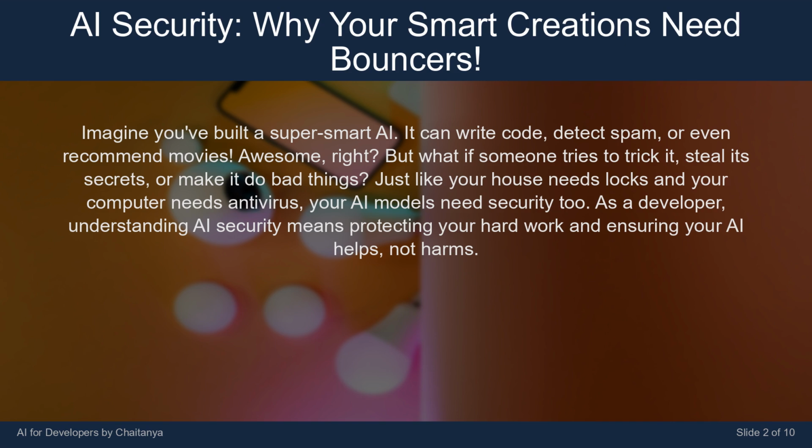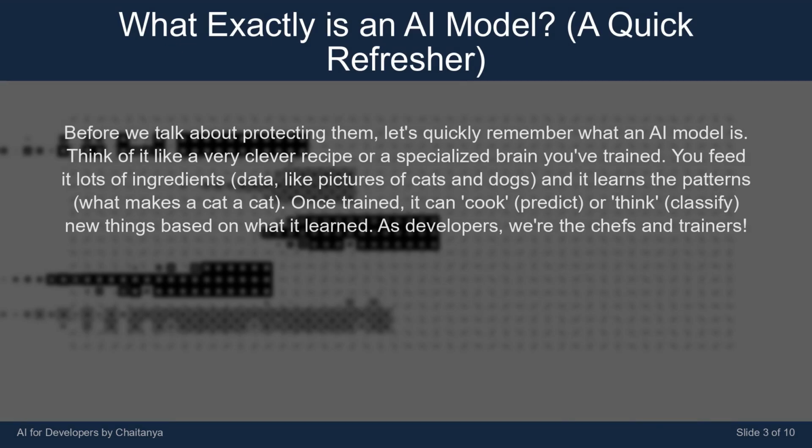Just like your house needs locks and your computer needs antivirus, your AI models need security too. As a developer, understanding AI security means protecting your hard work and ensuring your AI helps, not harms. Before we talk about protecting them, let's quickly remember what an AI model is. Think of it like a very clever recipe or a specialized brain you've trained.